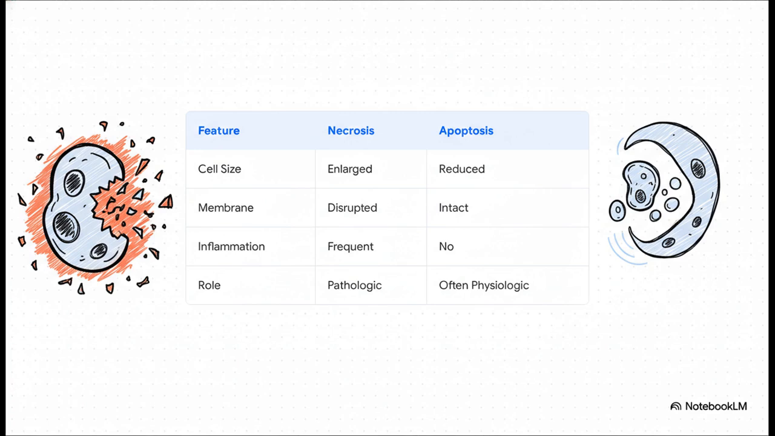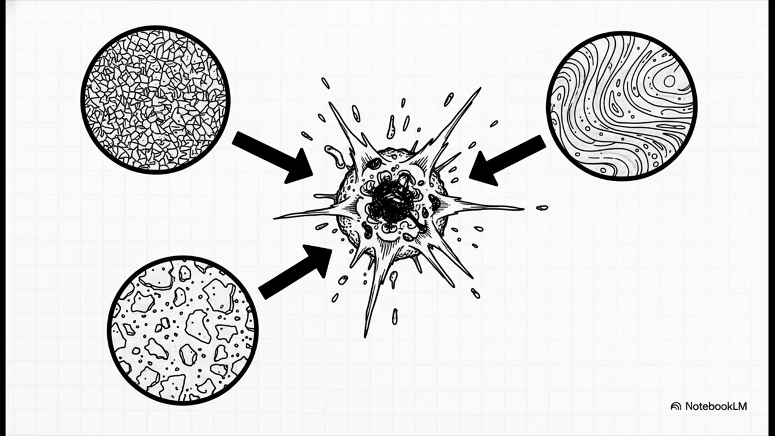There are really two main ways a cell can go out. The first is necrosis. Think of it as a messy, violent death from an injury. The cell swells, it bursts, and it spills all its guts out, which causes a big inflammatory mess in the tissue around it. Then there's apoptosis. This is an orderly, programmed self-destruction. The cell just quietly shrinks, packages itself up into neat little bags, and gets cleaned away without any fuss or inflammation. Since necrosis is the messy one that happens because of disease and injury, let's zoom in on that.